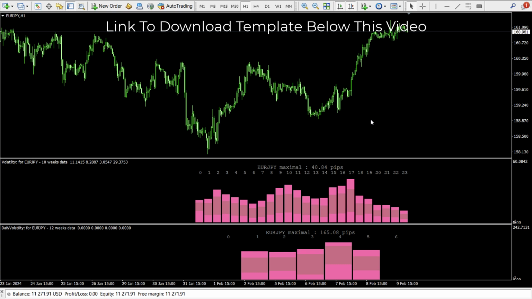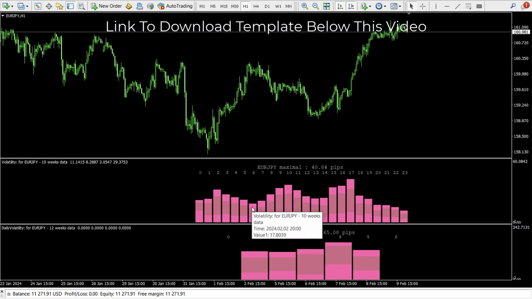Hello guys, in today's video I will be explaining how you can trade for extreme RR, and this method can be applied on any pair. So first we start with looking at the pair we want to trade. What are the times during the day where it starts to move?